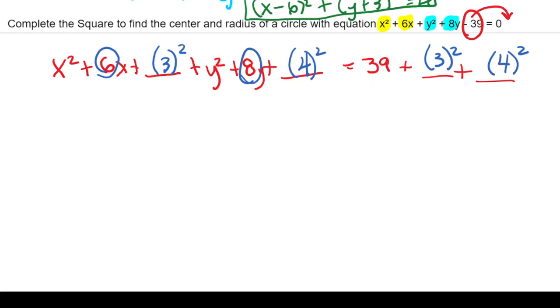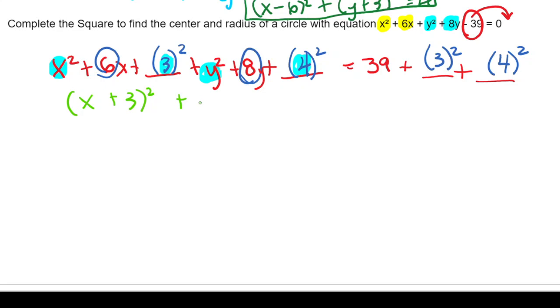Next, we need to factor on the left and simplify on the right. So the trick with factoring these things is you just want to take the number here or the variable here and the number in the parentheses, and that's going to help you to get your factors for the x's and y's. So our factors on the x's are x and positive 3, and we square it. And then the factors for the y's are y and positive 4, and we square it.